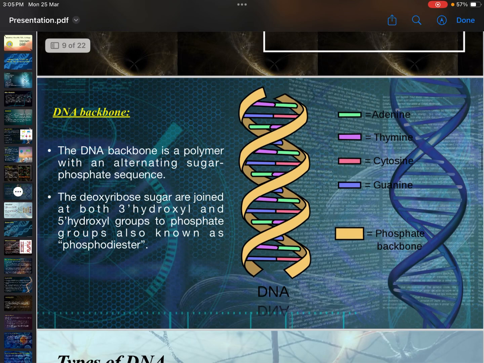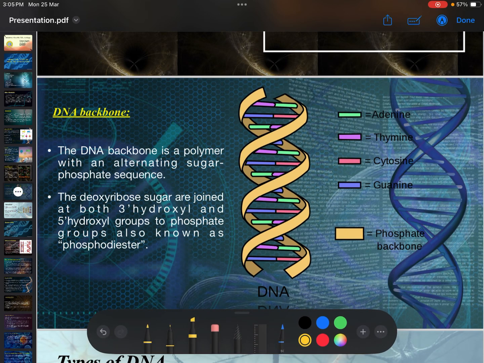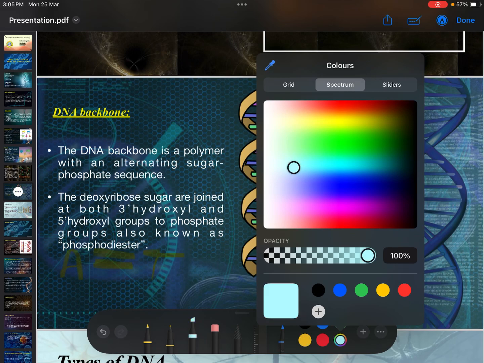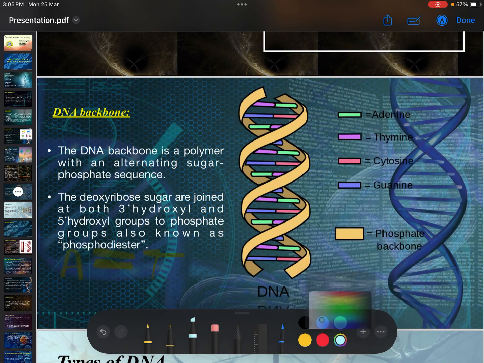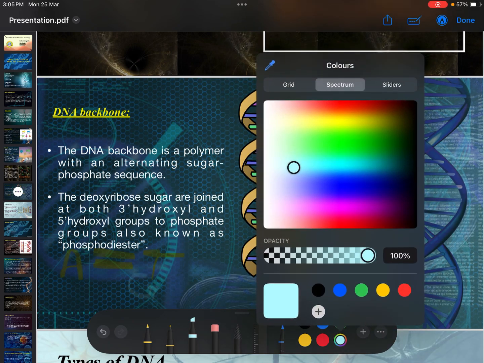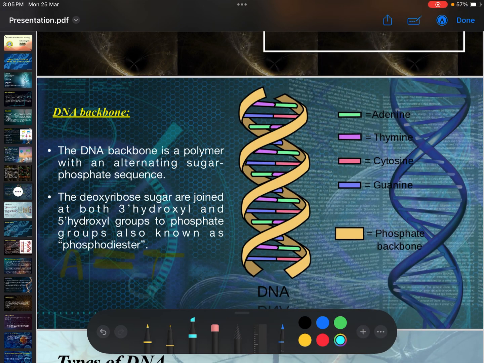Here we can see that adenine always binds to thymine via two hydrogen bonds, whereas guanine binds via three hydrogen bonds to cytosine.